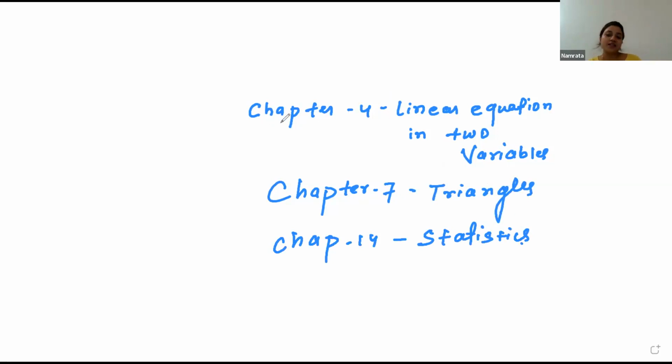So he is having this syllabus, chapter 4, 7, and 14. You are also having chapter 4, linear equation in two variables. Yes, Rumasha, is it there? I'm not aware because our exams are already done now and PA2 is in December. Okay, it's in December and you are not aware of that. So, okay, let's start with chapter 4 today. Okay, ma'am.